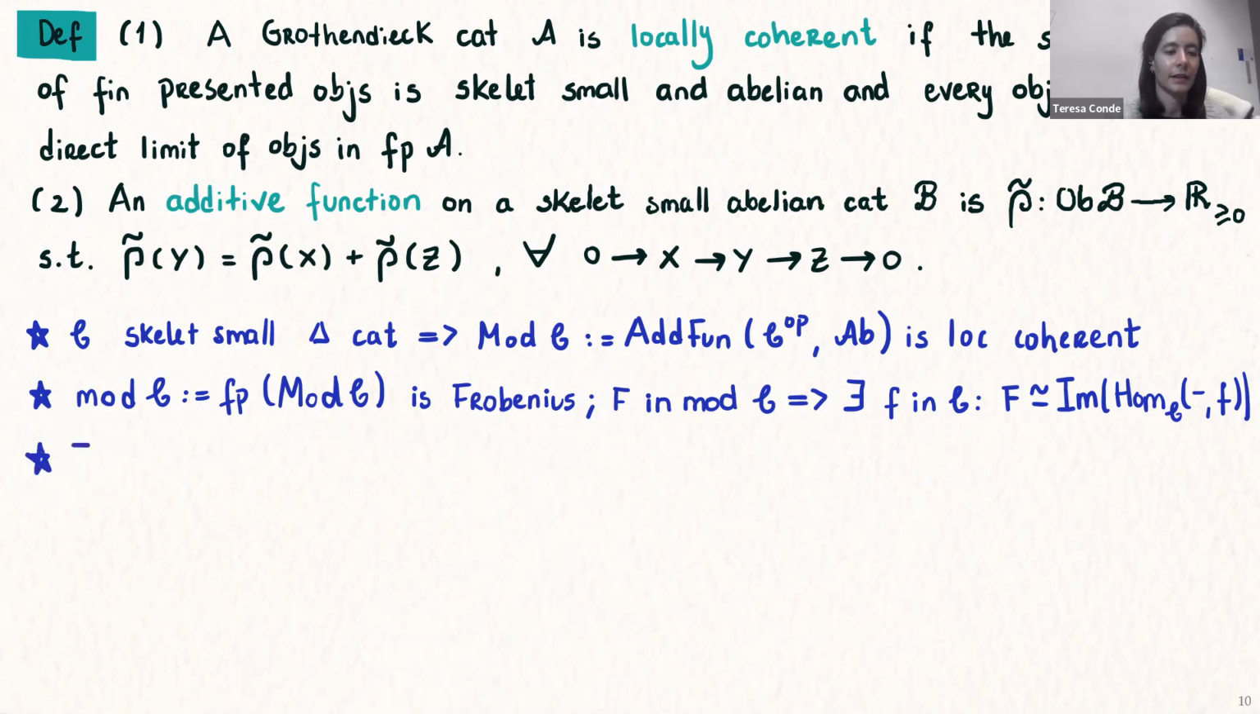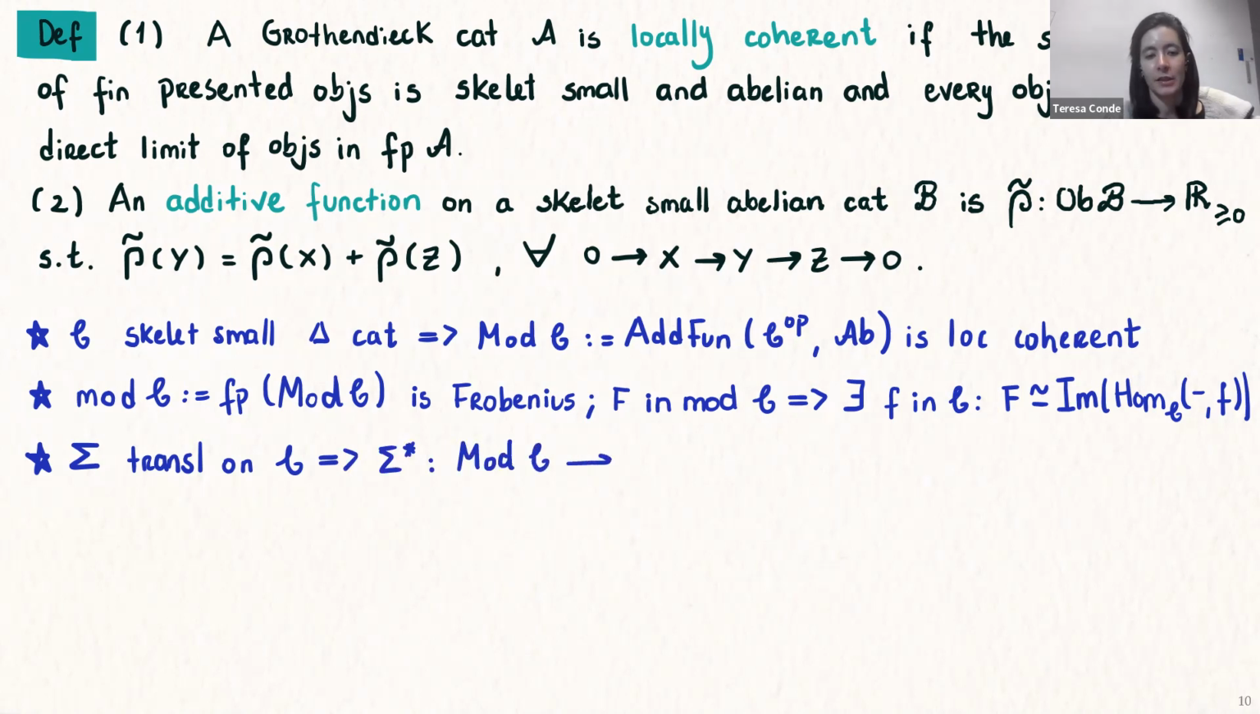And a last fact that I must mention is that the translation functor on C gives rise to a translation functor on the module category of C, which is defined in this way. This is also an autoequivalence, of course.